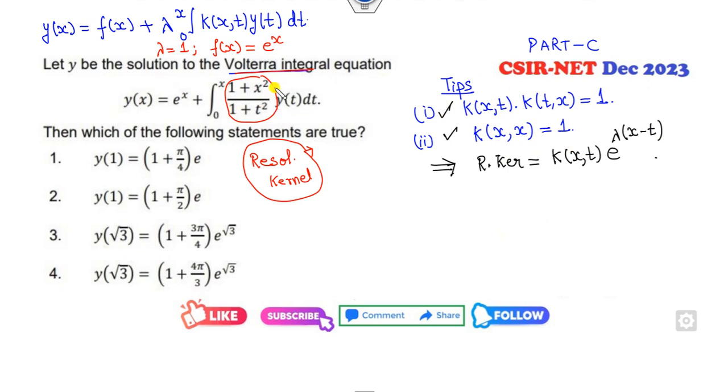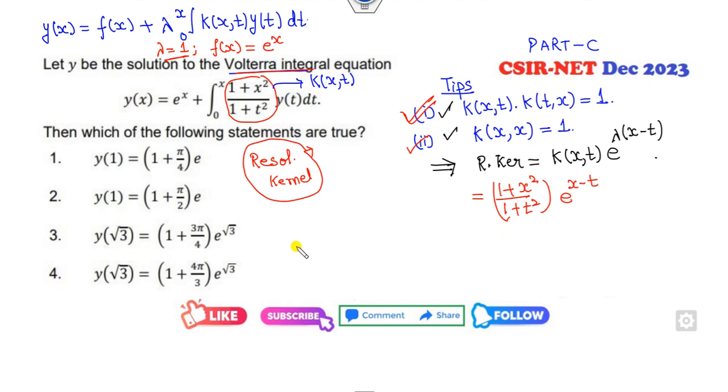Let me check whether this is satisfied or not. This is my k(x, t). Now clearly the first property is satisfied. When you substitute t and x, if you multiply them, it is 1. Is k(x, x) 1? Yes. So both are satisfied. So your resolvent kernel will be (1 plus x square)/(1 plus t square), lambda will be 1, so it is to the power x minus t.